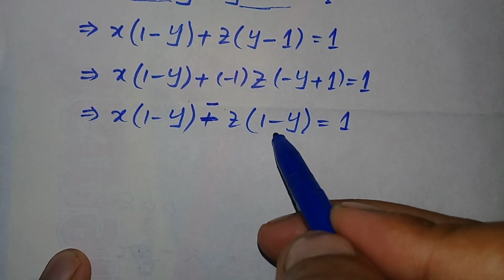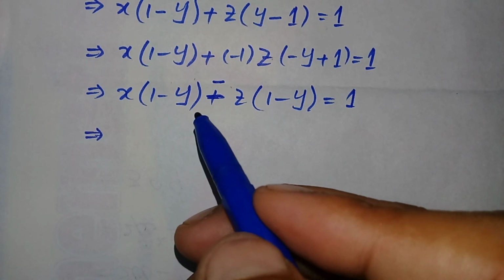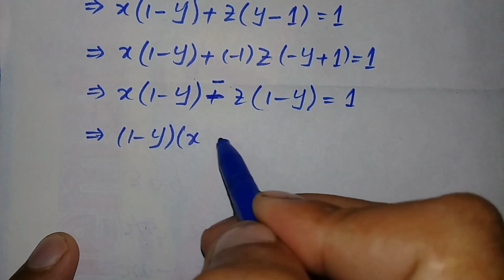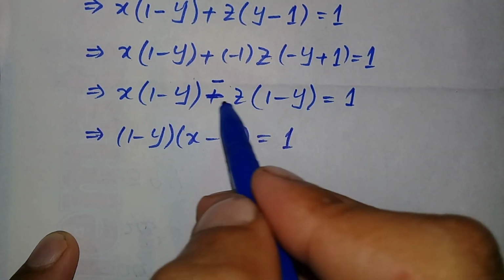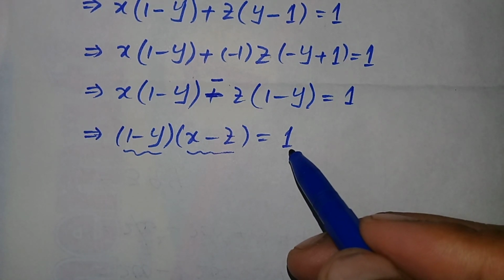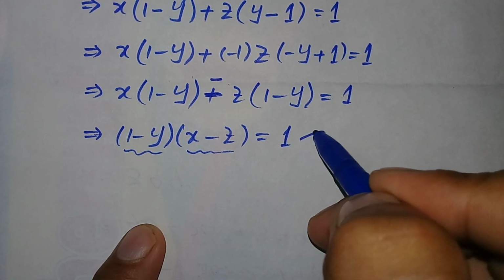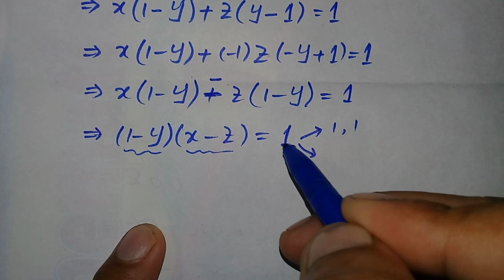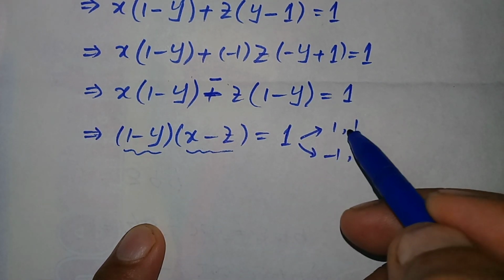Let's take 1 - y common from these two terms, so it will become (1 - y)(x - z) = 1. So we have factorized the left hand side into two factors, 1 - y and x - z, and on the right hand side there is 1. So there are two possible cases to solve this equation. The first case is we can multiply 1 with 1 to get this 1, and the second case is when we multiply -1 with -1 to get this 1. So we will solve this equation for both these values.